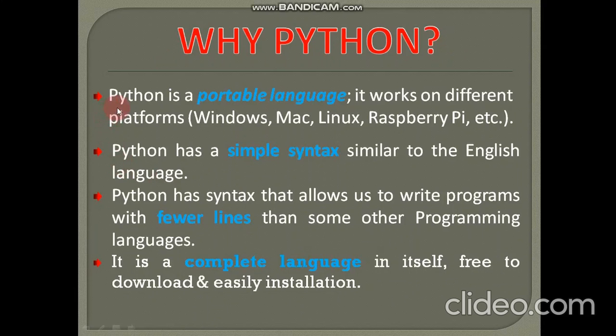Why Python? Python is a portable language. It works on different platforms like Windows, Mac, Linux, Raspberry Pi, etc. Python is a portable language. It means that if we create a program on a specific platform and sooner we change that platform, then that program will also run on that platform.